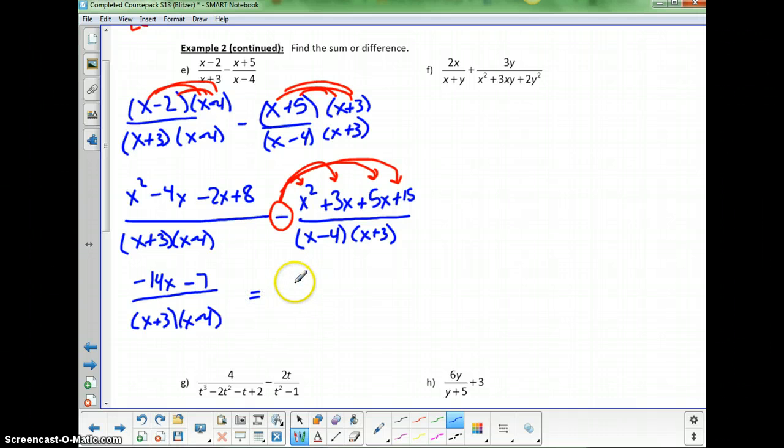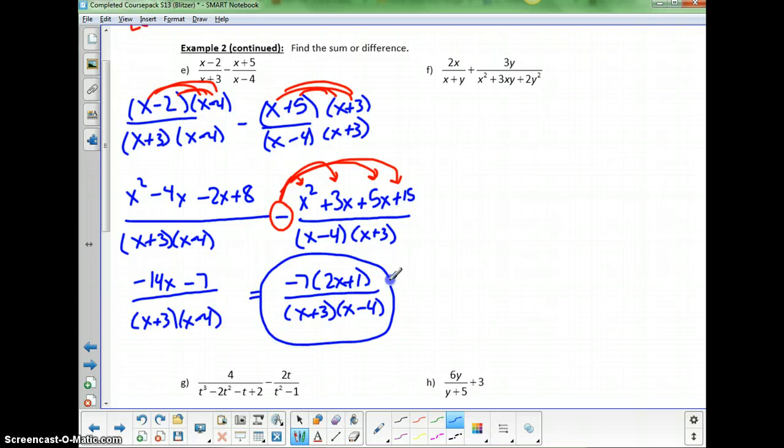The top needs to be factored. I'm going to take out a negative 7. It's going to leave me with a 2x plus 1 over x plus 3, x minus 4. Nothing cancels or nothing divides out, so that's my final answer.